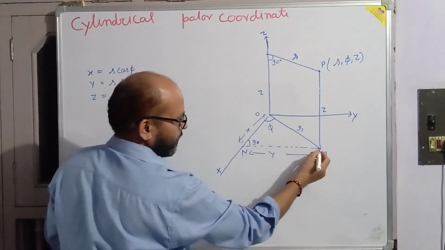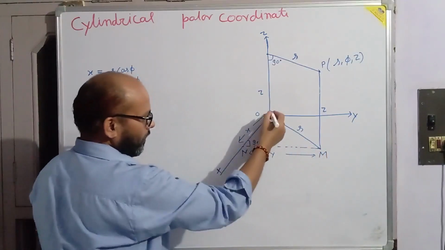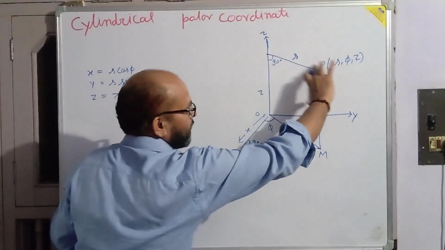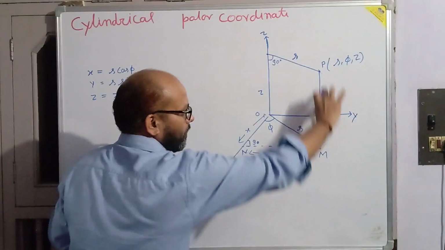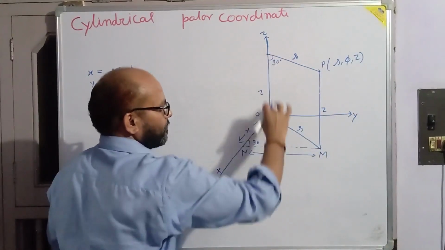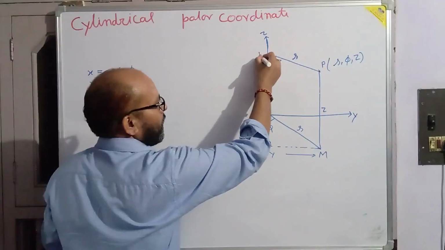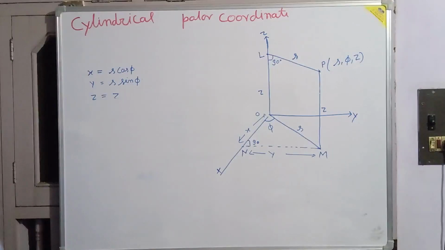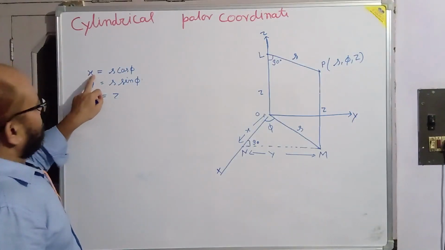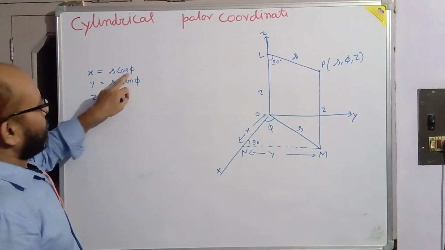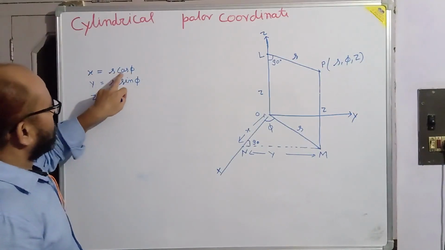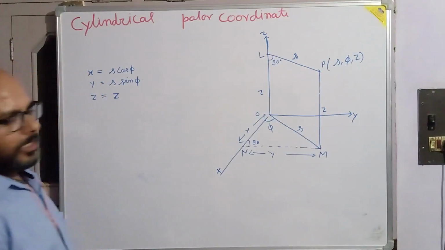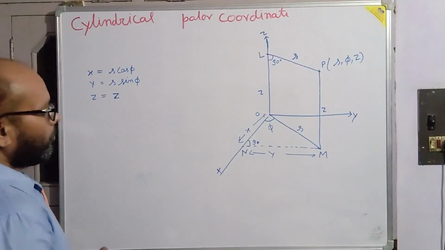So look here, the point M has a perpendicular drawn on the X axis. This is 90 degrees. Here are the X axis, Y axis and Z axis. The distance PM is Z, this distance is Z. Clear? Simply, X equals S cos phi. That means Cartesian coordinates X, Y, Z change to cylindrical polar coordinates. How can we change Cartesian coordinates into cylindrical polar coordinates?